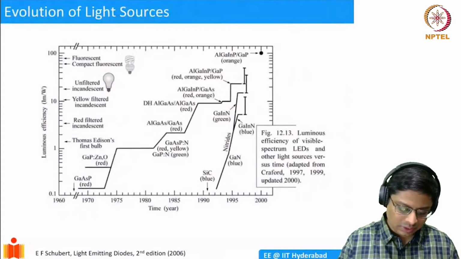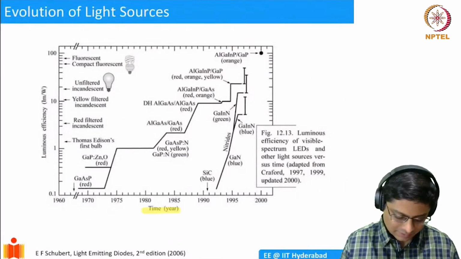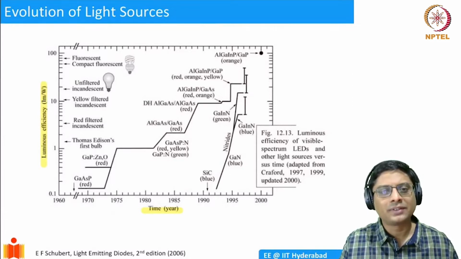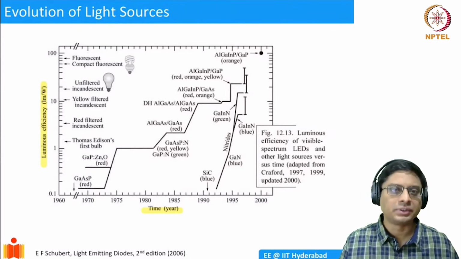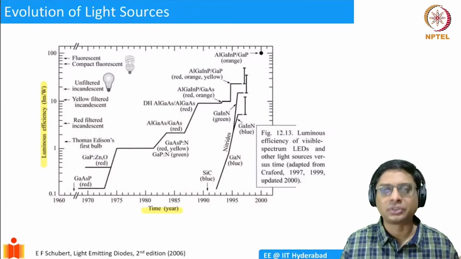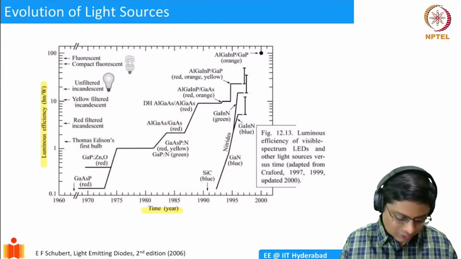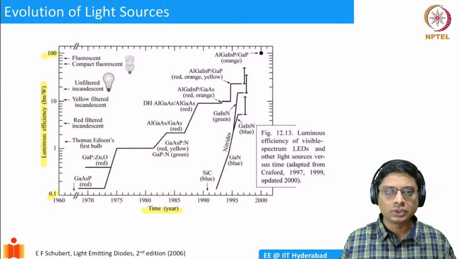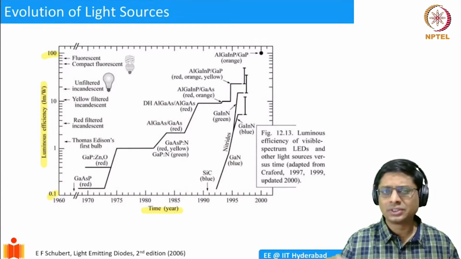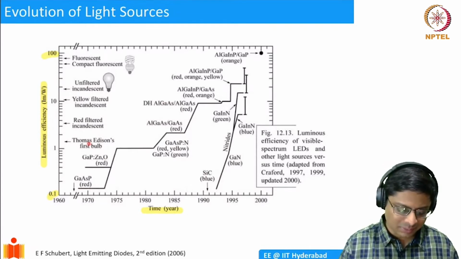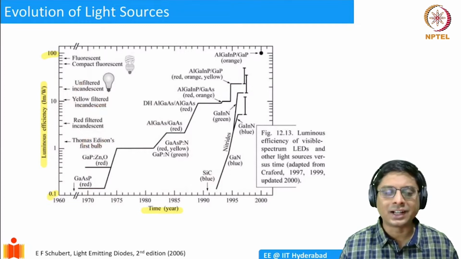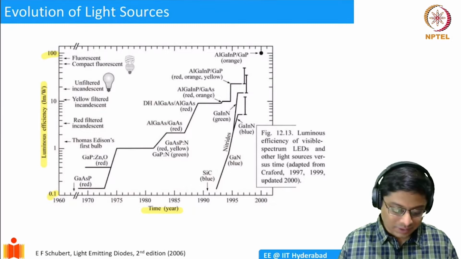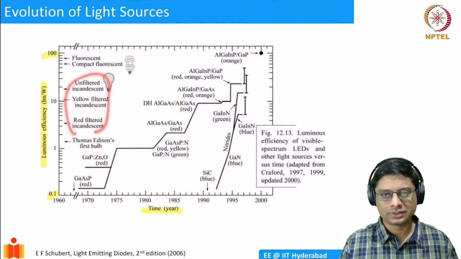Here you're seeing time on the x-axis and luminescence efficiency on the y-axis. Essentially, a higher lumen per watt means a more efficient light source, a brighter source. This is a logarithmic scale, going from 0.1 to 100 lumen per watt. What you see is the traditional, old incandescent bulbs, Edison's bulb, and then the incandescent lamp that was also used in the 80s and 90s. They're not very bright sources.